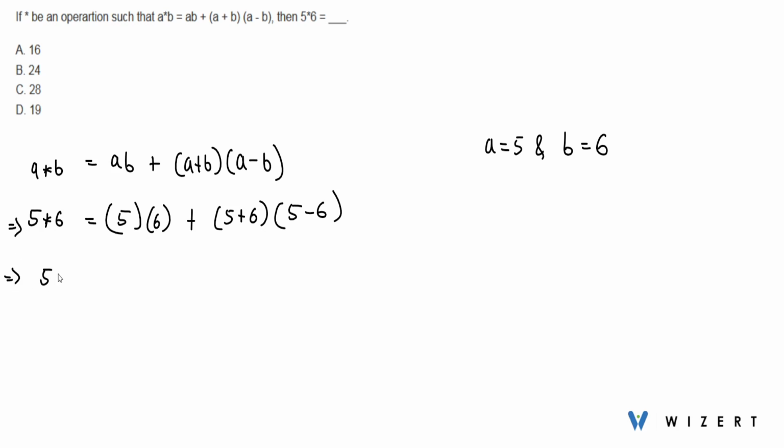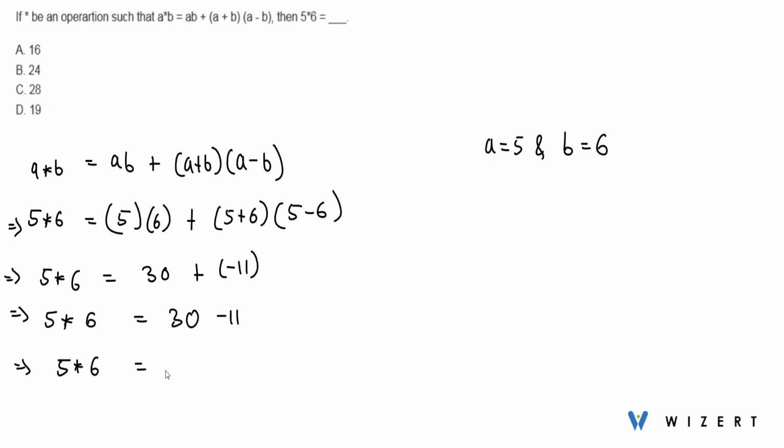So 5 operator 6 will be equal to 6 multiplied by 5 is 30, plus 6 plus 5 is 11, and 11 multiplied by minus 1 will be minus 11. So 5 operator 6 will be equal to 30 minus 11. So ultimately, 5 operator 6 will be equal to 19.